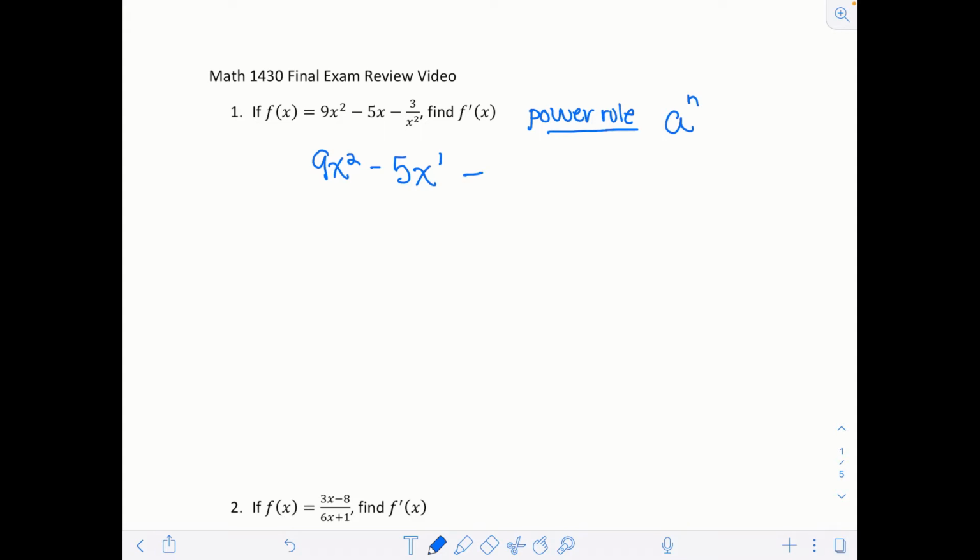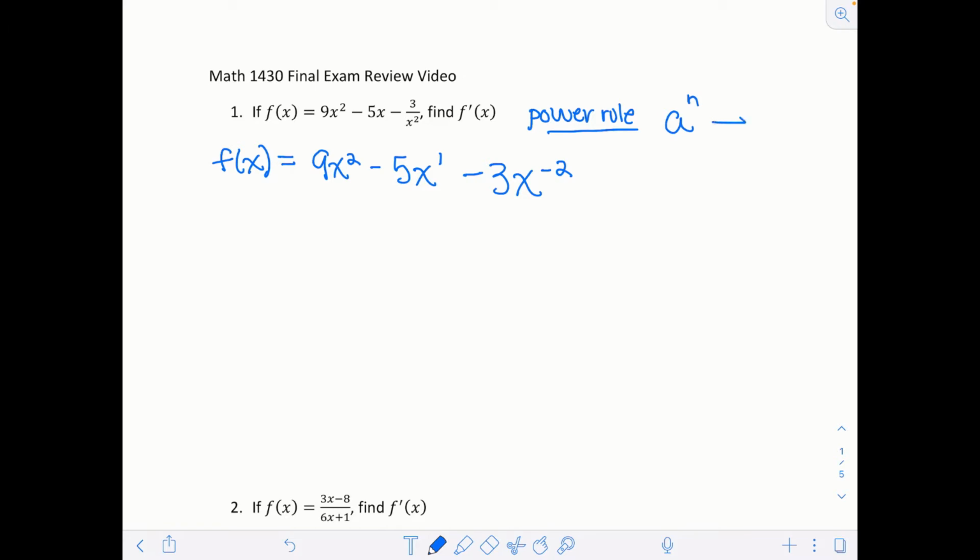And then the other one, whenever we have an x in the denominator, you can bring it out of the denominator, pull it to the numerator, but at the same time you make the exponent negative. So this is just rewriting the function. I haven't taken any derivatives yet. Now let's take the derivative using the power rule.